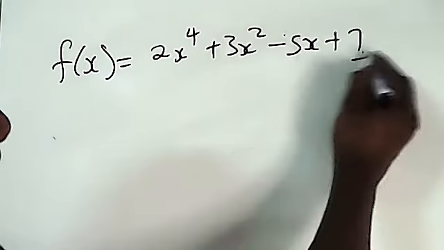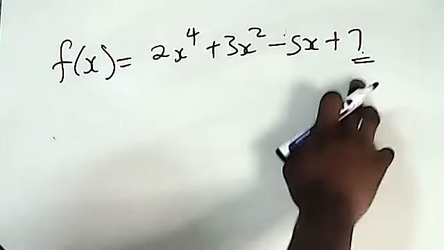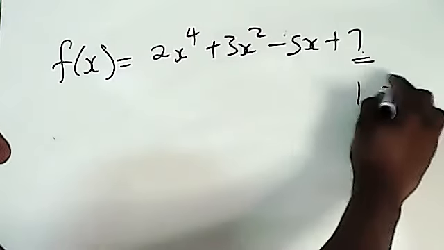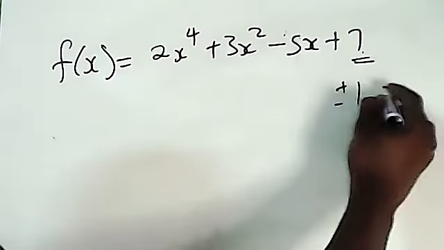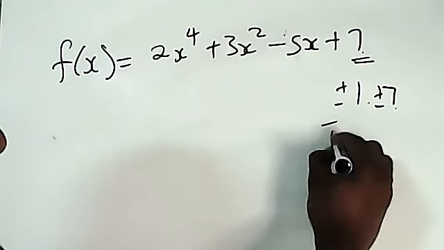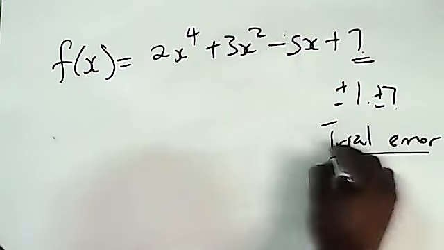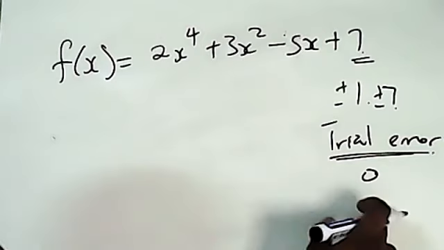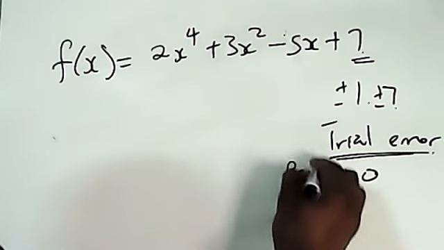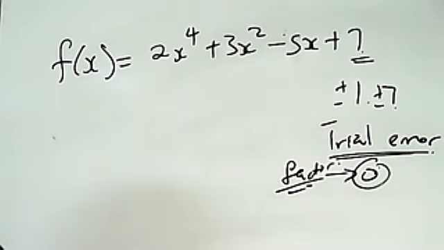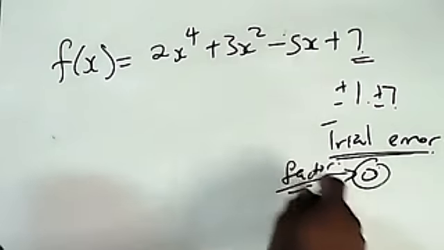Always, to be on the safe side, check the factors of the last term. The factors of 7 in this case are 1 and 7. For each factor, you put plus and minus. This is what we call trial and error. You substitute these and find the one that will give you 0. That is the one we want, because the factor is the one that should give us a remainder of 0, right? You always start with the smallest.